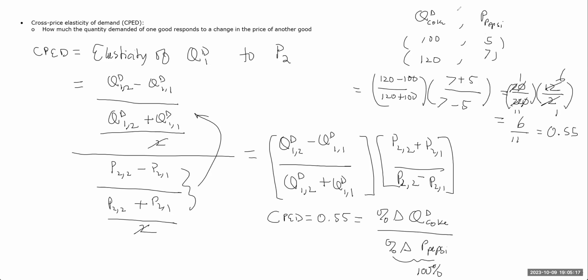One cool thing about cross-price elasticity of demand is we can figure out if two goods are substitutes or complements. If the cross-price elasticity of demand is greater than 0, like we found for Coke and Pepsi, then the two goods are substitutes.